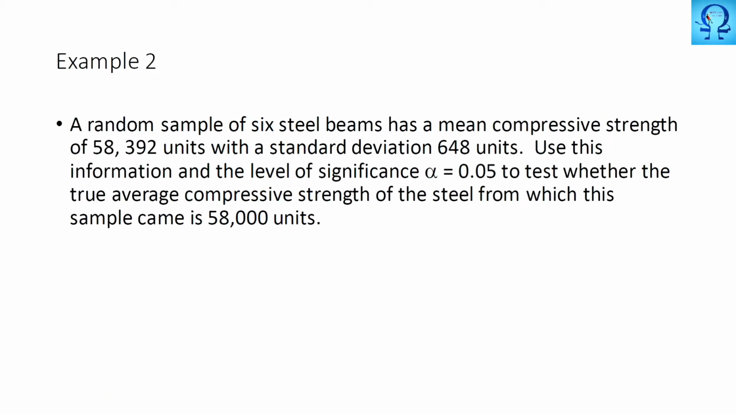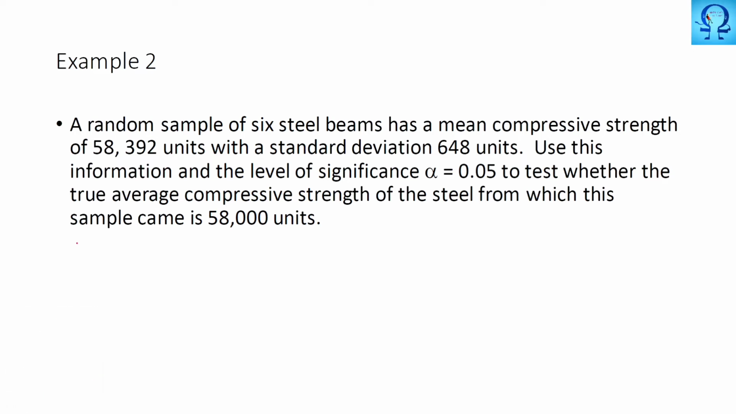Okay. Moving to the next problem. Here we have a random sample of 6 steel beams that has mean compressive strength of 58,392 units with a standard deviation of 648 units. With this information and the given level of significance 0.05, we need to test whether the true average compressive strength of the steel from which this sample came is 58,000 units.